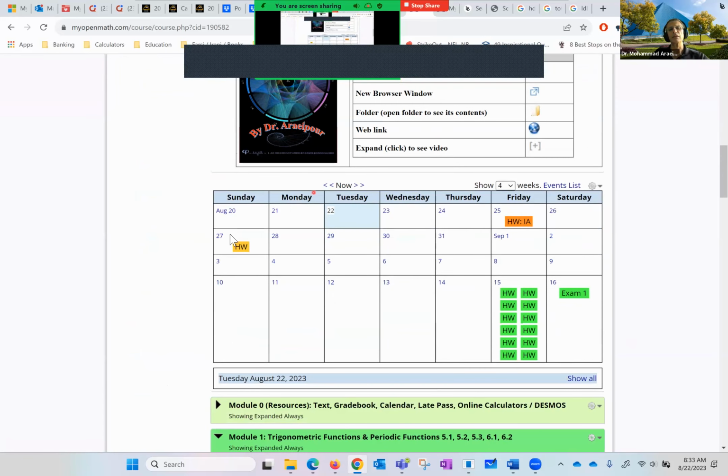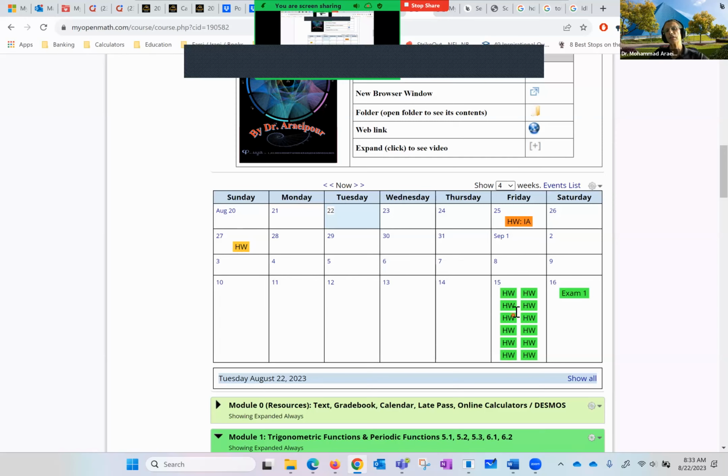Then look at the calendar here. I want you to pay attention to what happens here. First and foremost, this IA, Introduction to MyOpenMath introductory assignment, is due immediately in a couple of days. And then this is the algebra review, which is supposed to be taken care of immediately. And then look at the exam date.